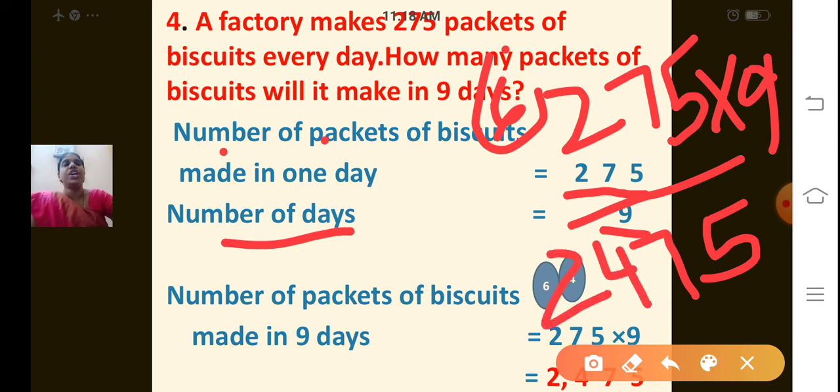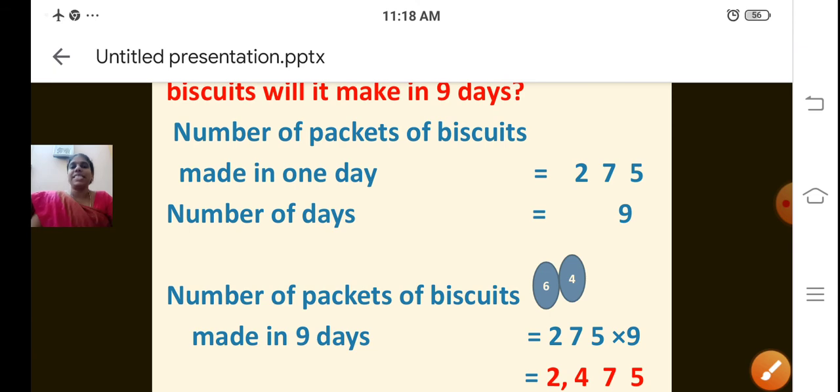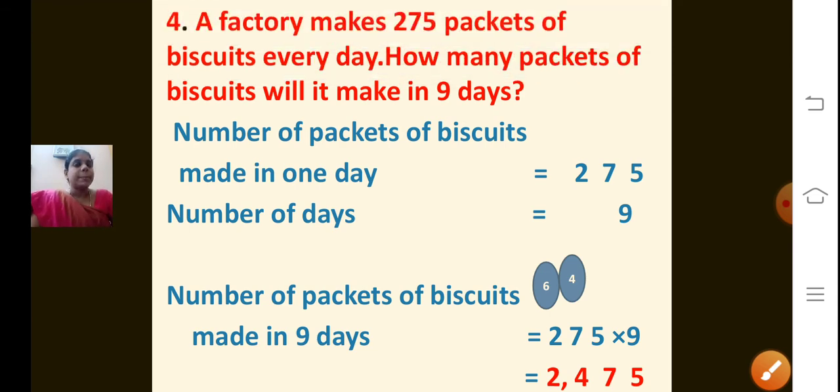So, what is my answer? 2475. First, what we have to do? We have to multiply the multiplicand by the multiplier. 275 into 9. First 9 into 5, 45, or else you can take 5 into 9 also. 5 9s are 45, 5 and carry 4. Then 7 9s are 63, 63 plus 4 is 67, 7 and 6 will be carried over. Then 2 9s are 18, 18 plus 6 is 24. So my answer is 2475.